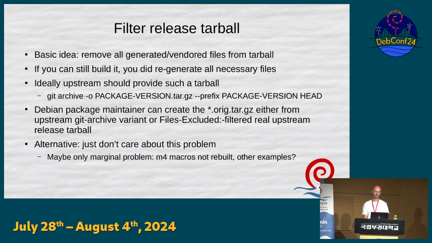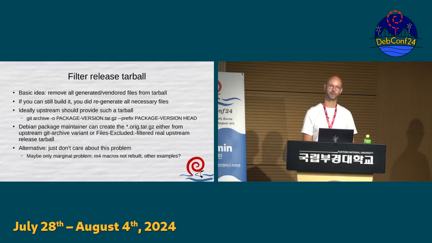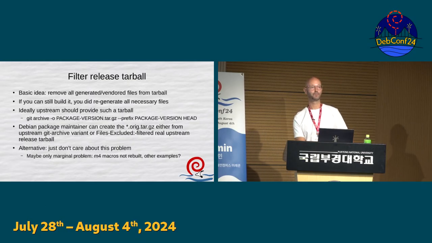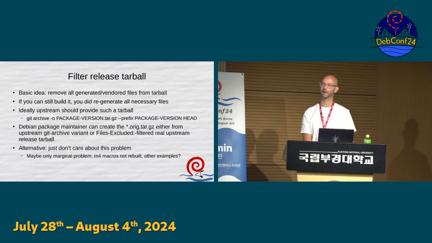So one approach is then to use the Files-Excluded mechanism to exclude all files that are not in the upstream Git repository. That's what I propose, because then it becomes really clear that you're rebuilding from a clear upstream Git copy and not building the Debian package from some generated file with no auditing. Of course, we can just also ignore this problem, which is what we have been doing for a long time.